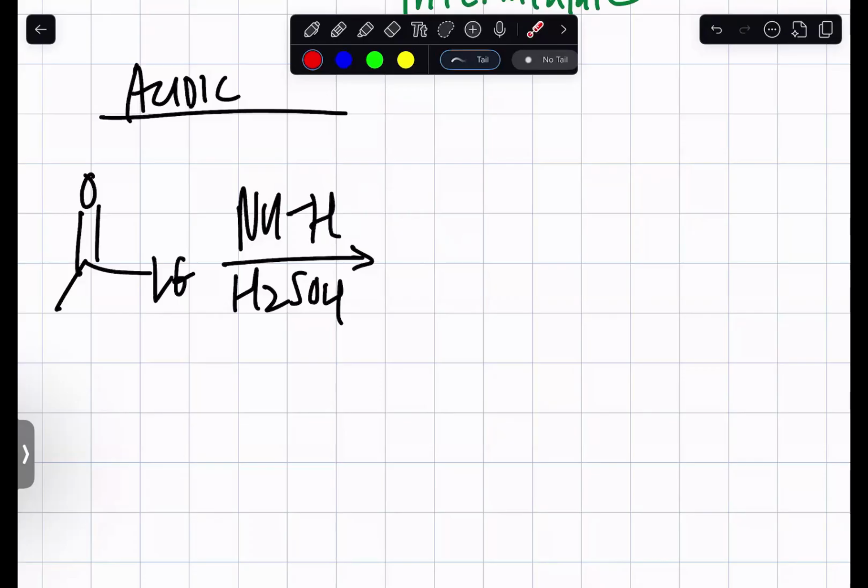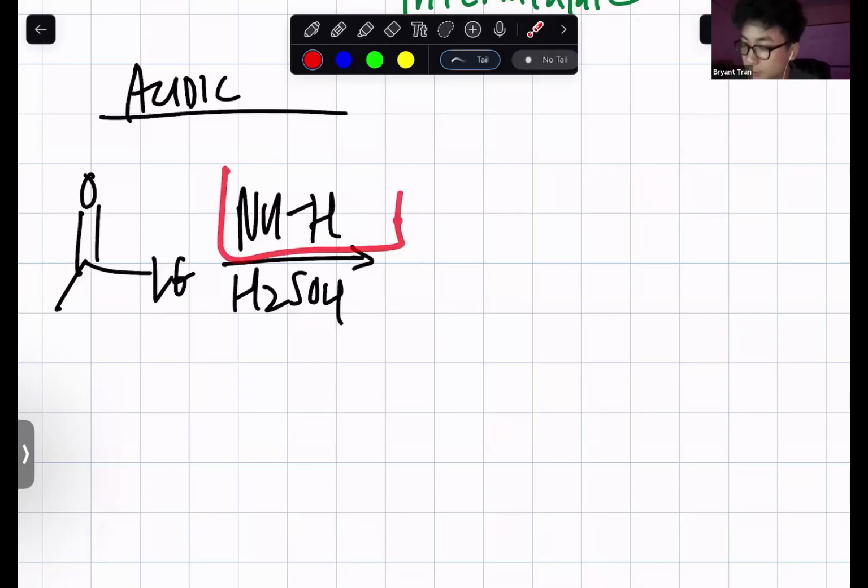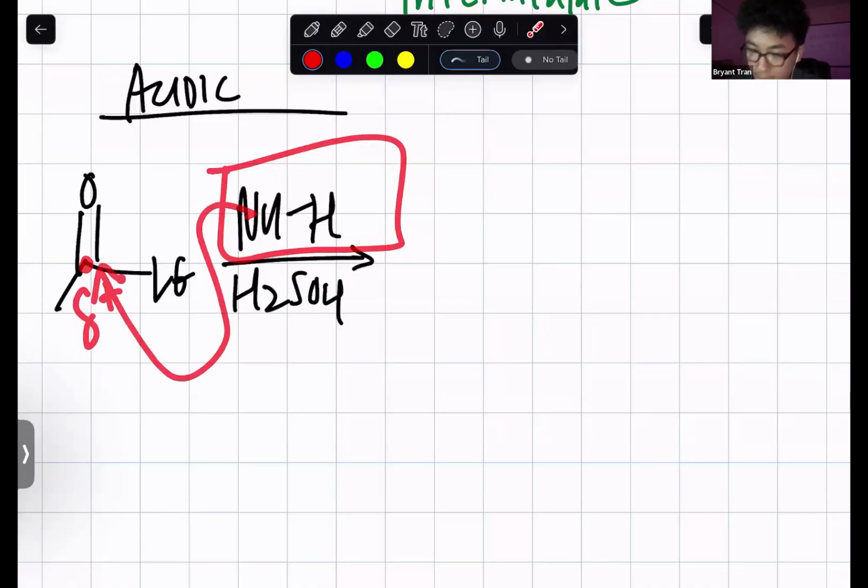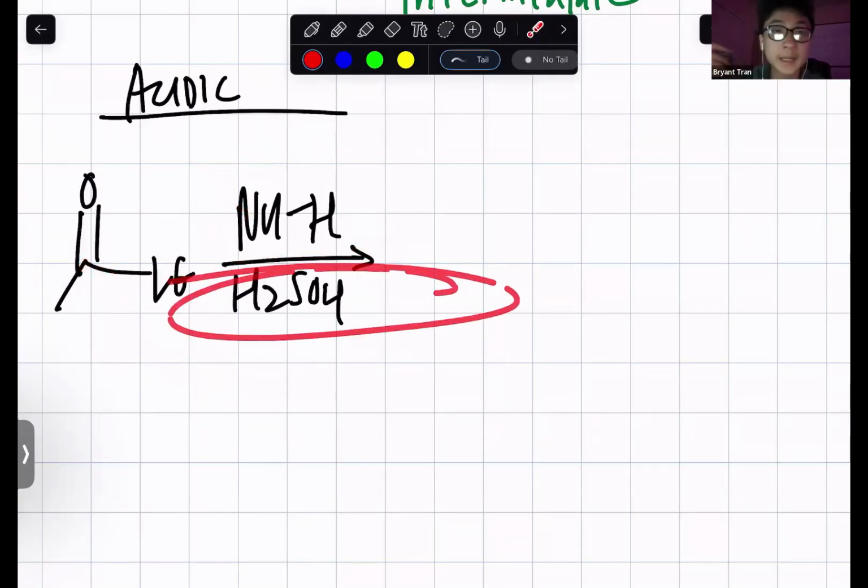I think it would be weak. Yep, it would be weak because there's no full negative charge. So if this is a weak nucleophile, and this carbonyl carbon here is a weak electrophile, they can't interact with each other. That weak nucleophile is not strong enough to attack that weak electrophile right there. Right. So that's where the acid comes in to catalyze the reaction.